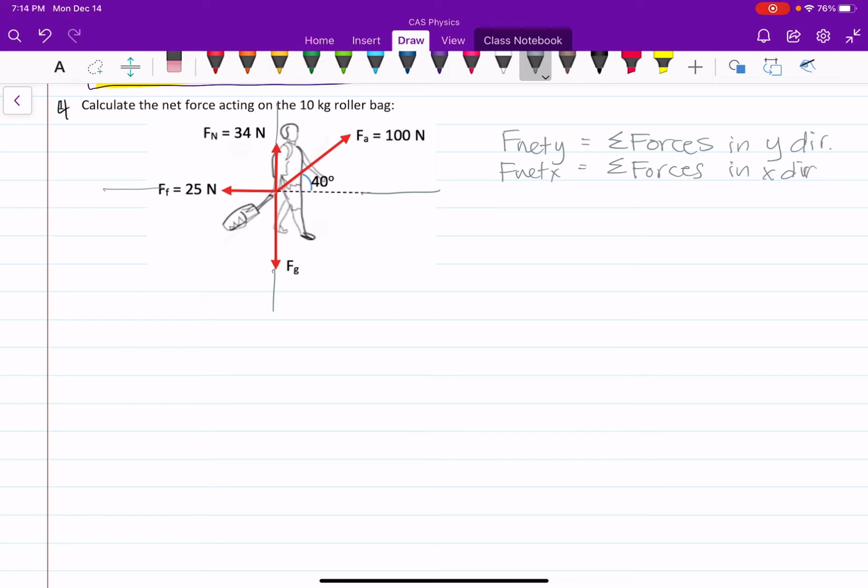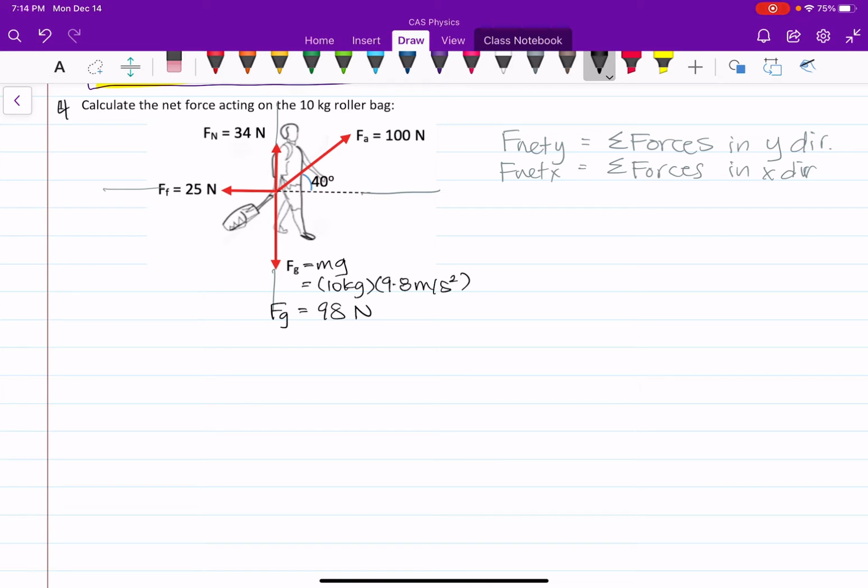So some of these are very clear. It's very clear that, for example, 34 newtons is up. It's the normal force. The force of gravity, I hope you remember that whenever you see Fg, you can always make it mg. And if you know the m, which we do, in this case it's 10 kilograms, you can calculate the number. So we've got 10 kilograms times 9.8 meters per second squared, which gives me 98 newtons. So my force of gravity, the value there is 98 newtons, and it's pointed down.